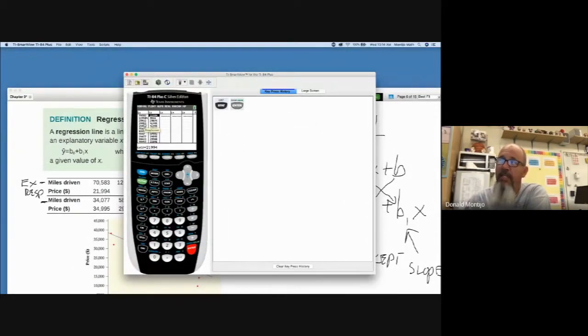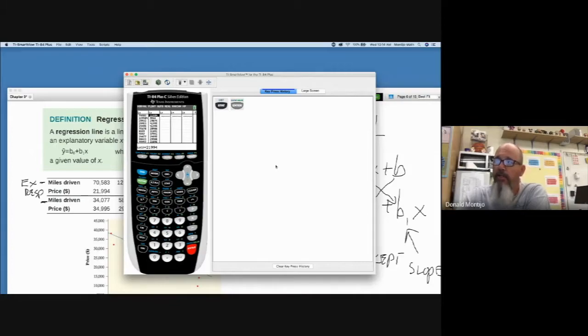Explanatory is always list 1. Response is always list 2. Explanatory is L1. X comes before Y. A, B, C, D, E, F, G, X, Y, Z. X is always first, so we put X in L1. We put Y in L2.